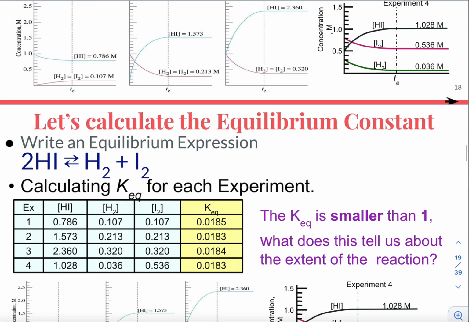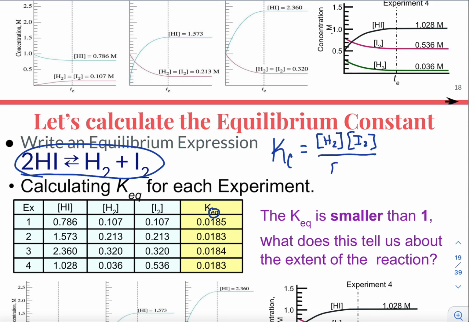So the equilibrium constant. If we write the equilibrium expression for our reaction here, we would get Kc, you can also write KEQ, but we have the concentration of H2 times the concentration of I2 over the concentration of HI squared.